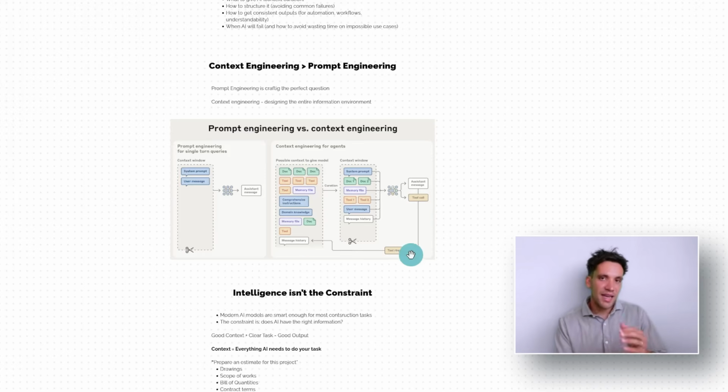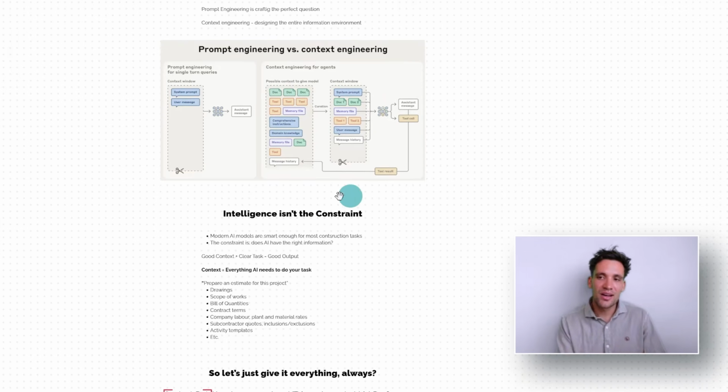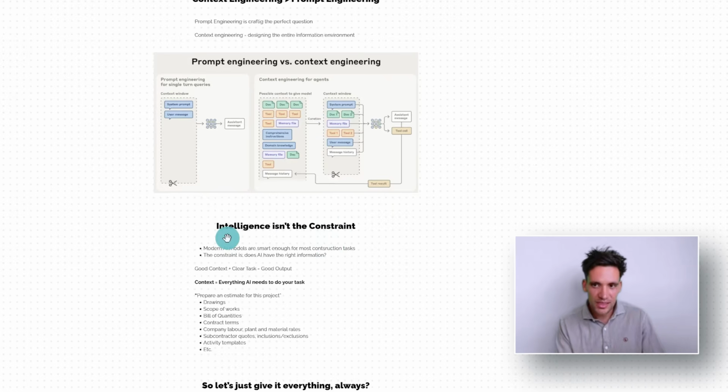This shift in how to get the most out of AI, I think, leads to an important concept, which is that the actual intelligence of the models isn't the constraint to using them. What I mean by this is the modern AI models are smart enough for most tasks, whether it's running an inspection and test plan, putting together a scope of works, or preparing an estimate.